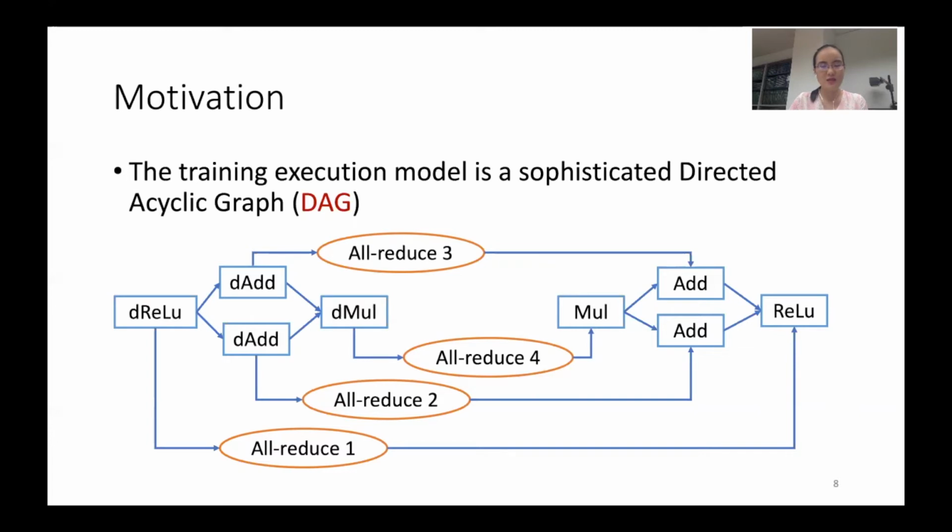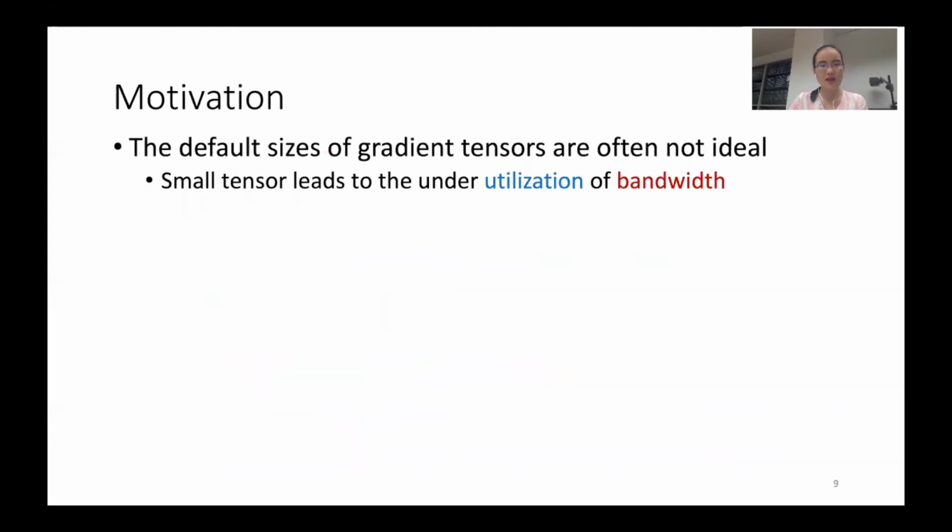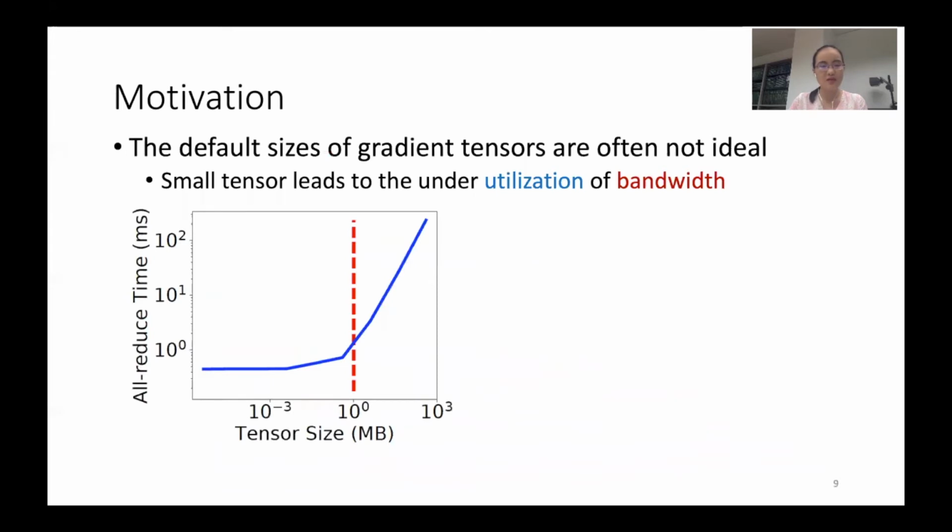And it's possible that we have some branch in the computation path. Another factor that is not considered in previous work is that the default sizes of gradient tensors are often not ideal, because a small tensor leads to the underutilization of the bandwidth. We first investigate the all-reduce time against the tensor size. We can find that when the tensor size is smaller than the threshold, the overhead cannot be negligible.